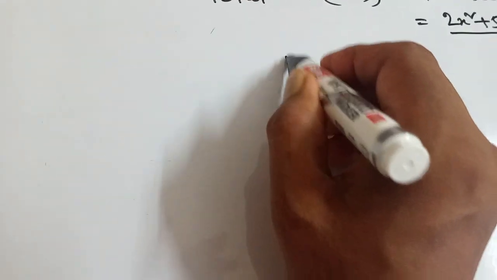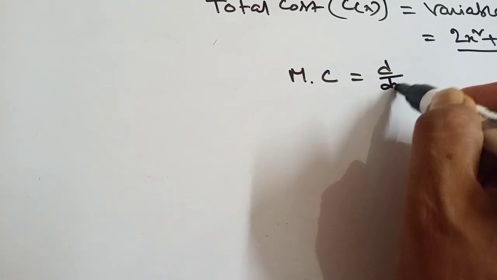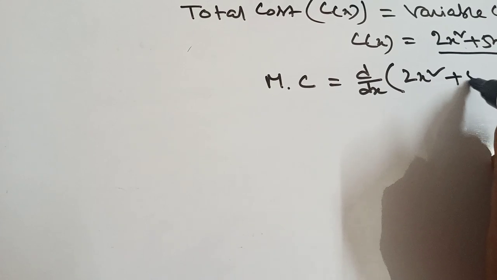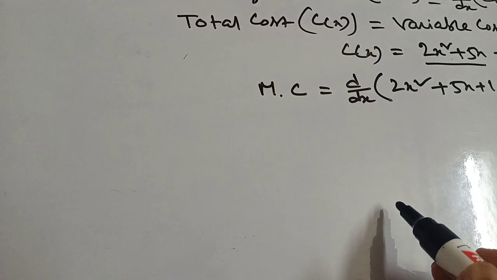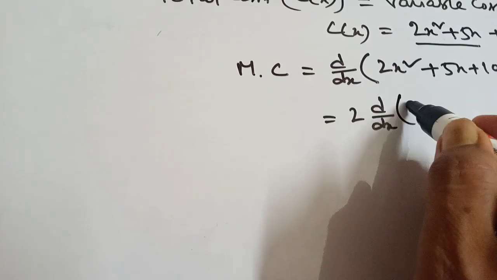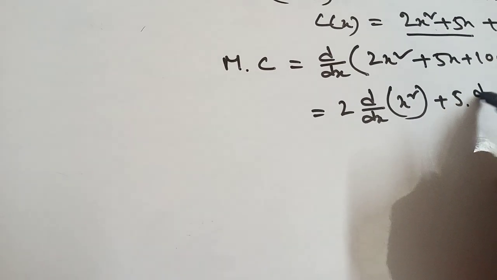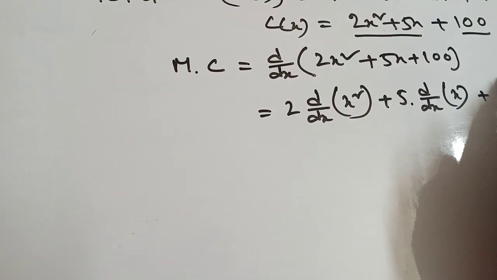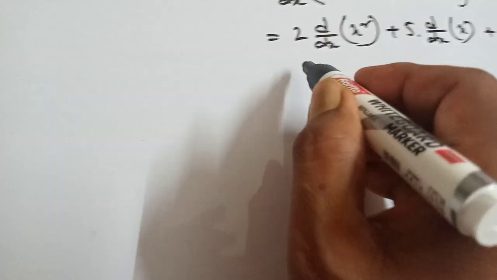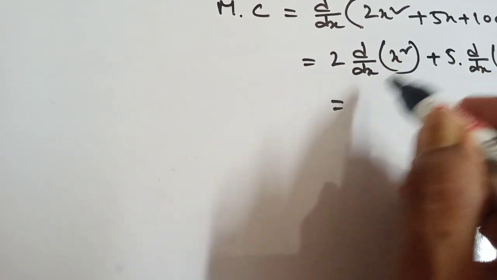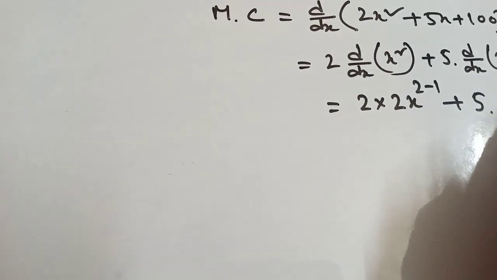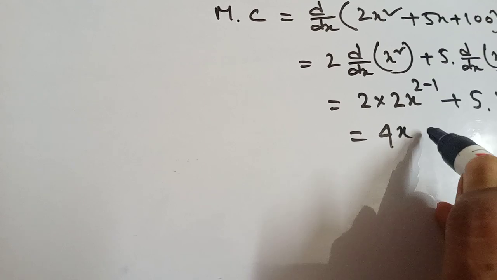Now marginal cost, MC equal to dx of cx. This is cx, 2x square plus 5x plus 100. Now differentiation with respect to x. 2 into dx of x square plus 5 into dx of x plus dx of 100. The power will be decreased by 1, that means 2 minus 1, plus dx of x means 1, and the constant is 0. That means it will be 4x plus 5.